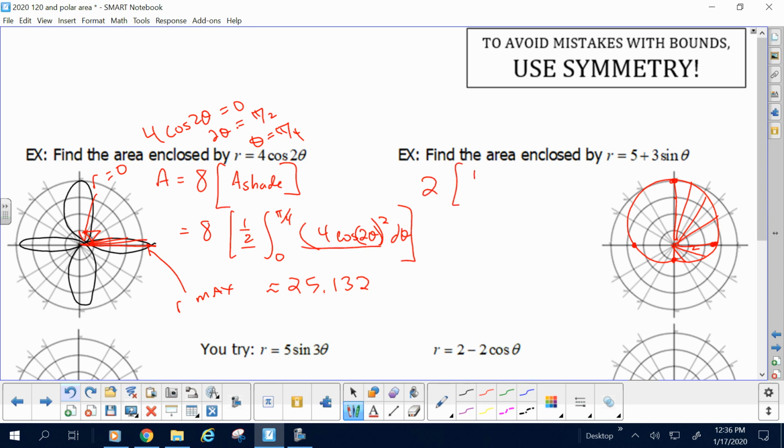Double a half r squared. Get the symmetry factor in the formula. Then fill in the details. The limits, we said we're going to go from negative pi over 2 to pi over 2, and 5 plus 3 sine theta, yeah? Okay, so throw that in your calculator for me real quick, and then we're going to talk about something else.